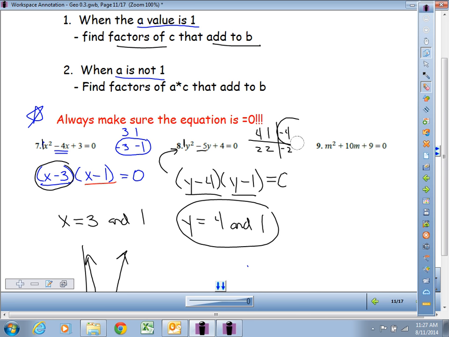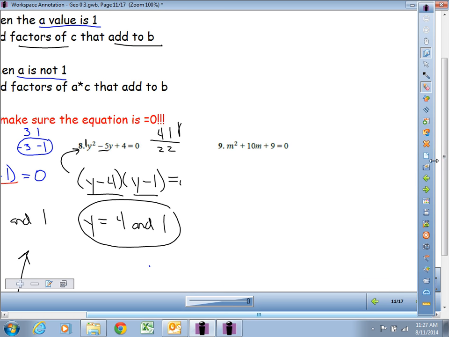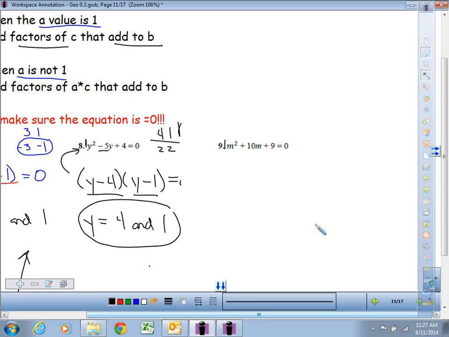All right. So let's do another one of those nice easy ones where, hey, the a value is 1 and then we get some nice pretty factors here. Okay. So again, the first thing we need to check is a value is 1. Good. So what we need to do is find factors of 9 that add to 10. So my factors of 9 are 9 and 1, negative 9 and negative 1. So what pair there adds to 10? Well, that would be those two.